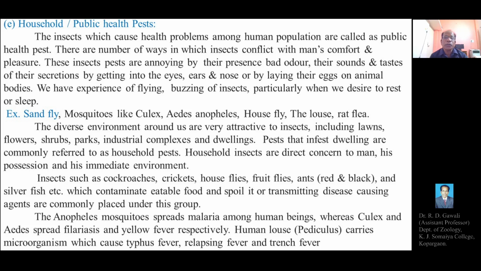The Anopheles mosquito spreads malaria among human beings, whereas Culex and Aedes mosquitoes spread filariasis and yellow fever respectively. The human louse Pediculus carries microorganisms which cause typhus fever, relapsing fever, trench fever. So these are the different types of ectoparasites or insect pests or household pests which attack man and cause transmission of the pathogens of different diseases.